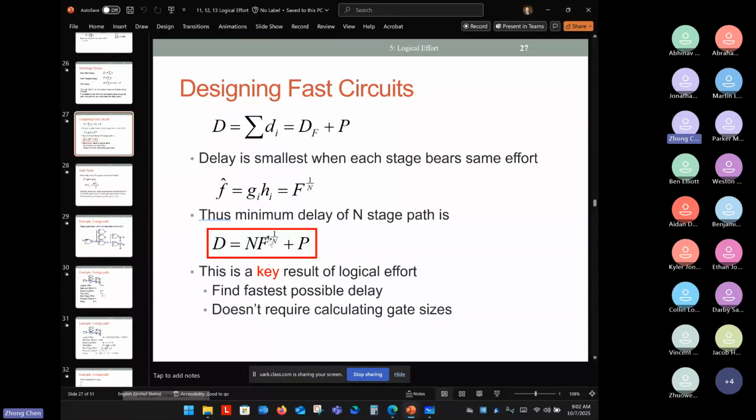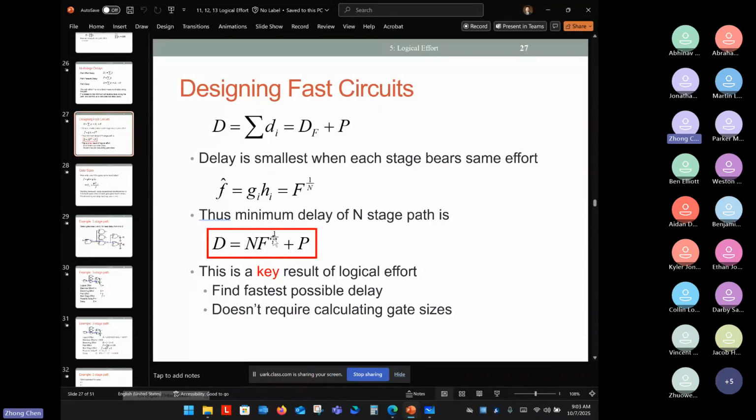If you calculate the total F, and then take it to the power of 1 over n, you should be able to divide it equally into n parts, so the number of n parts. If you multiply by n, that is the total path effort in that stage, plus the total p, the parasitic delay. So you will get the delay time.